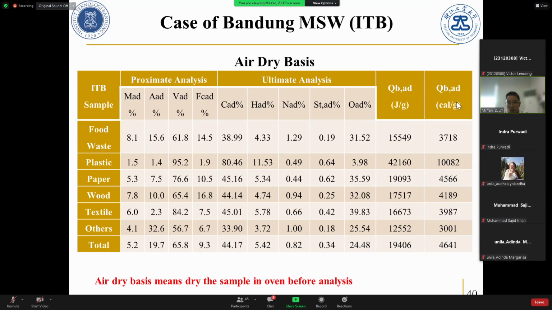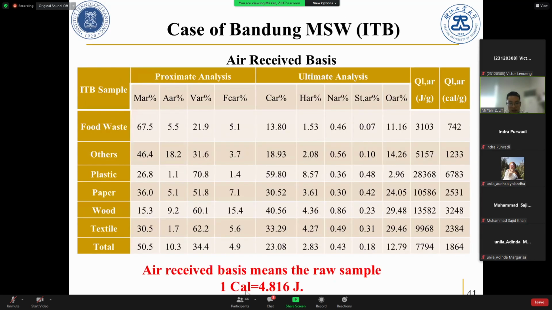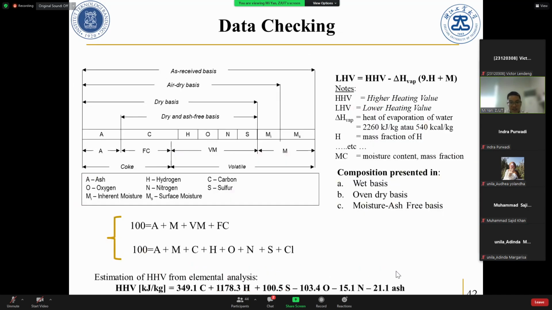And here is joule and calorie. Actually here, 1 kcal equals 4.186 joule. This is the air received basis, meaning the raw sample. You have many steps to analyze your samples, right? But finally you have to supply your data to the industry in this table: air received basis, and how to say, raw heat values.